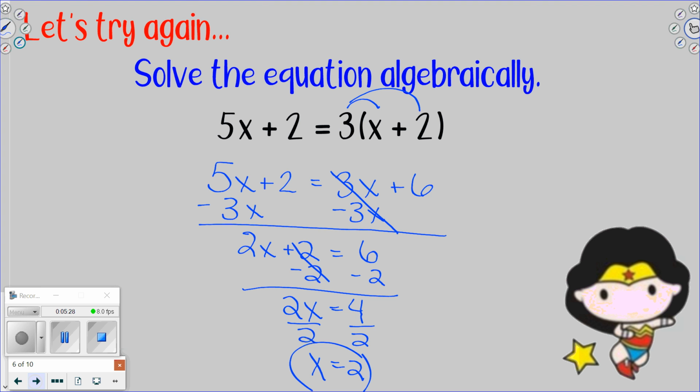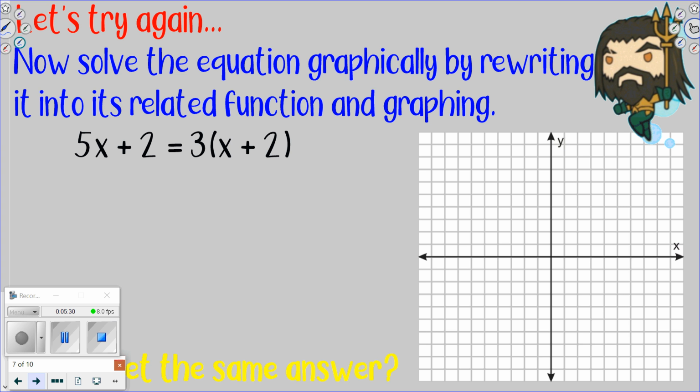Okay, so let's go ahead and take a look, just so you guys can get used to how this works. So now solve the equation graphically by rewriting it into its related function and graphing. So again, anytime you see those words related function, you want it to be y equals everything else. Okay, so what do I have to do with this first before I can make it a related function? I have to set it equal to 0.